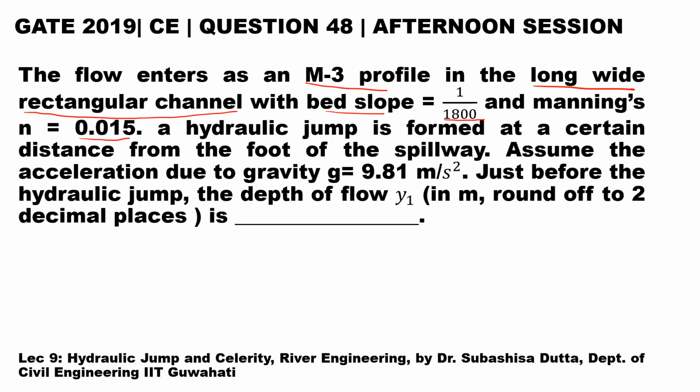A hydraulic jump is formed at a certain distance from the foot of the spillway. Assume the acceleration due to gravity g as 9.81 meter per second square. Just before the hydraulic jump, the depth of flow y1 in meter, rounded off to 2 decimal places, is asked. The reference to solve this question could be found in lecture number 9 on hydraulic jump and celerity in the course of river engineering by Dr. Subhashish Datta, Department of Civil Engineering, IIT Guwahati.